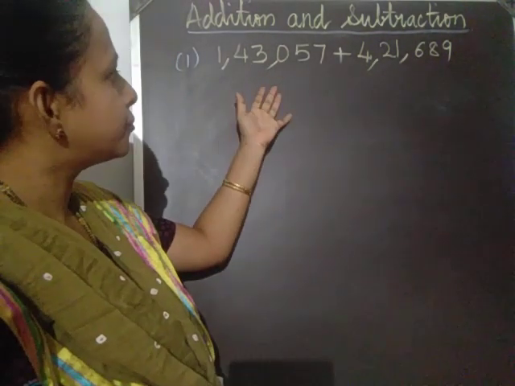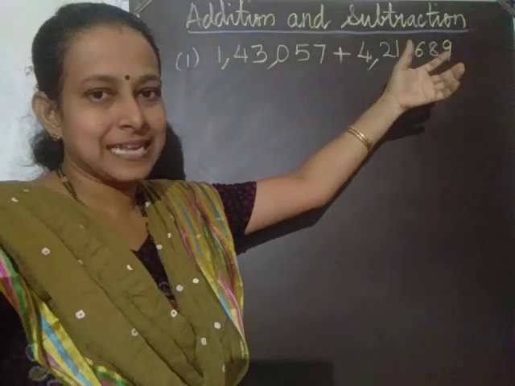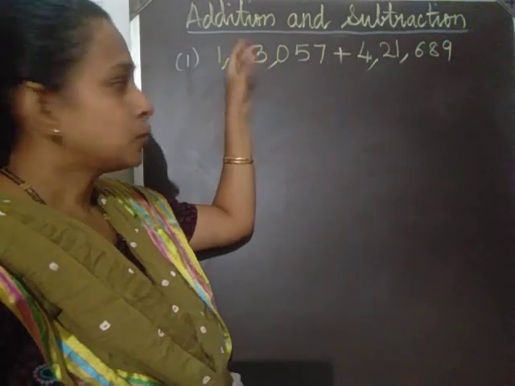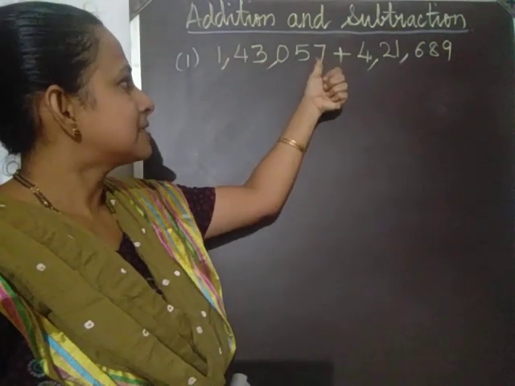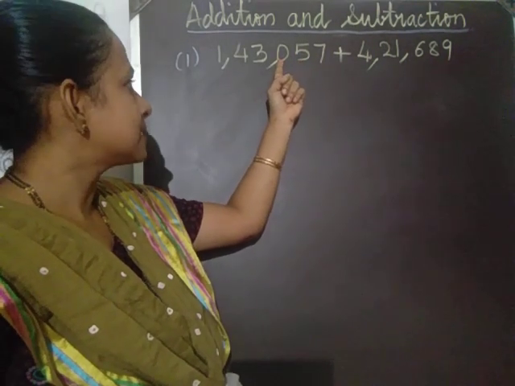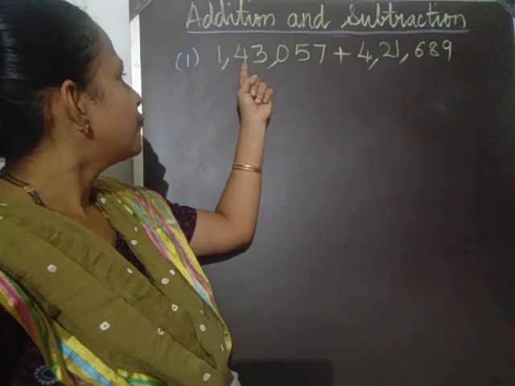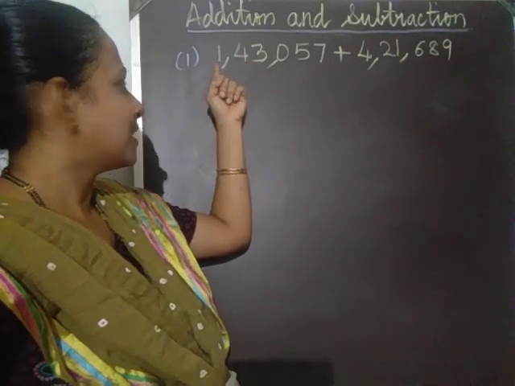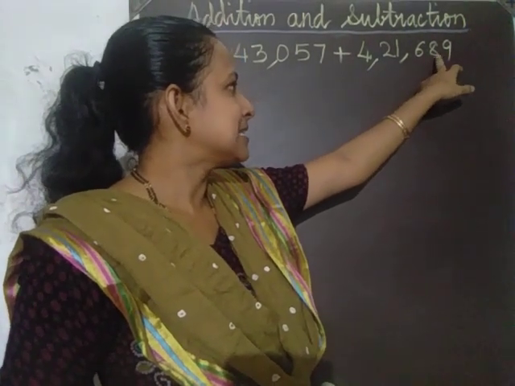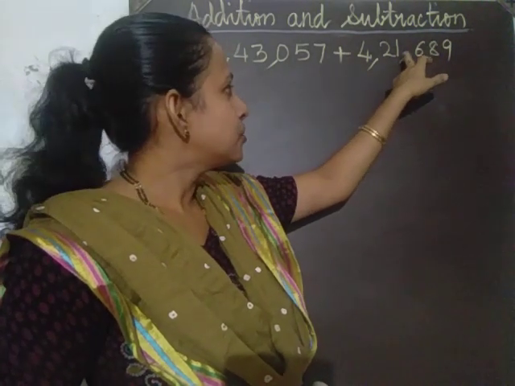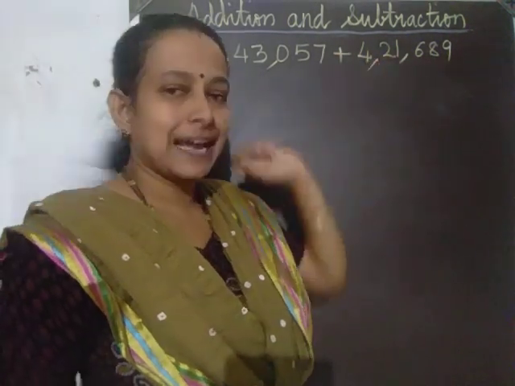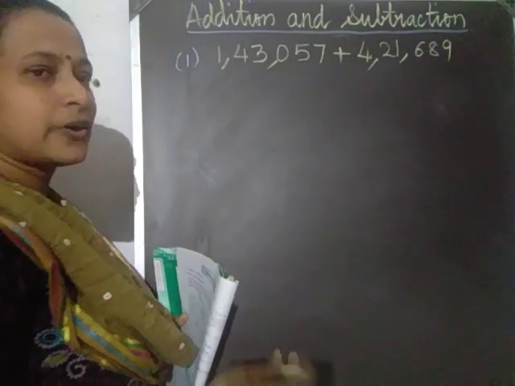First of all, you should know what are the place names of each one of these digits in the number. So the place name of 7 is units, whereas that of 5 is tens, 0 is in hundreds place, 3 is in thousands place, 4 is in 10,000 place, and 1 is in lakh place. Similarly here also, 9 in units place, 8 tens place, 6 hundreds place, 1 thousand place, 2 10,000 place, 4 in lakh place. So like that, let us try to now add them.